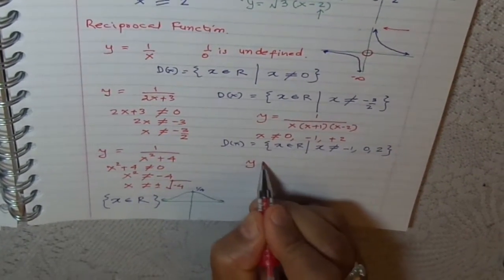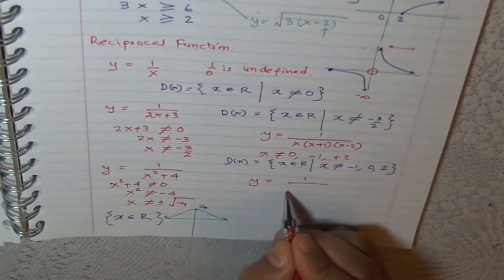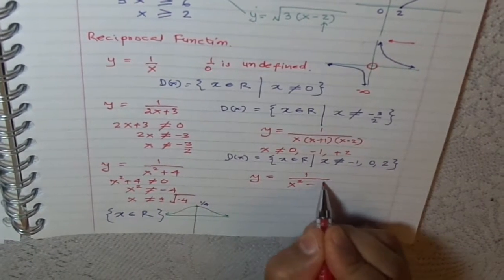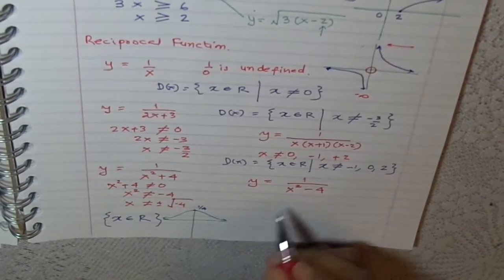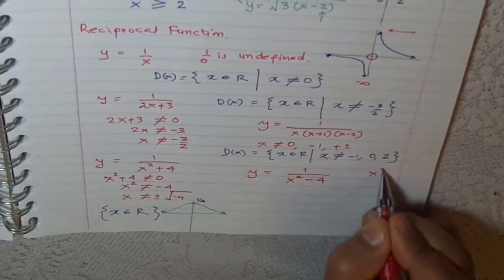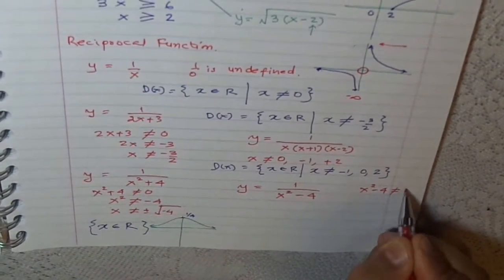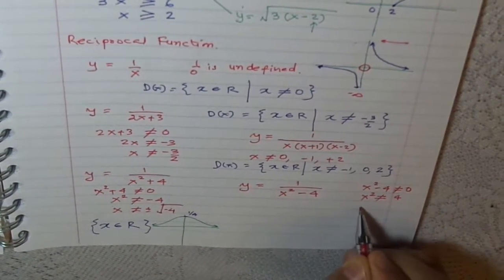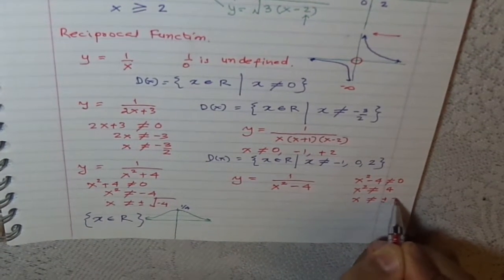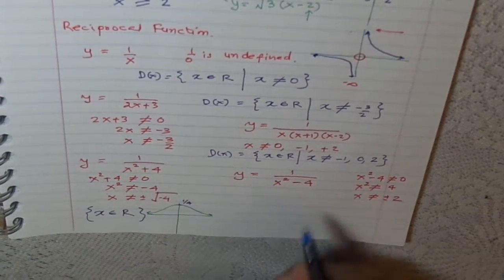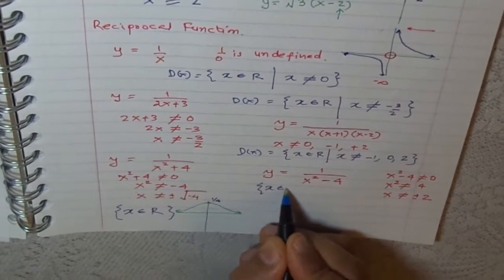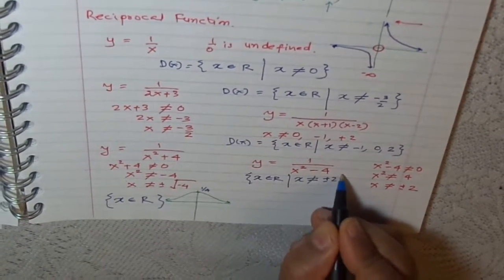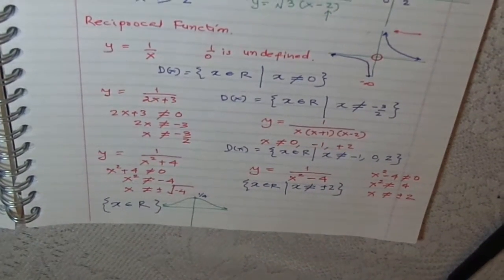How about this function? Y equals to 1 over x square, instead of plus, I'm now making it minus 4. Now if you solve the same equation, we get x square minus 4 should not be equal to 0. That means x square should not be equal to 4 and x should not be equal to plus minus 2. Correct? So in this particular case, the domain is x belongs to real numbers, where x is not equal to plus and minus 2. Right? Like this, you can have many examples.